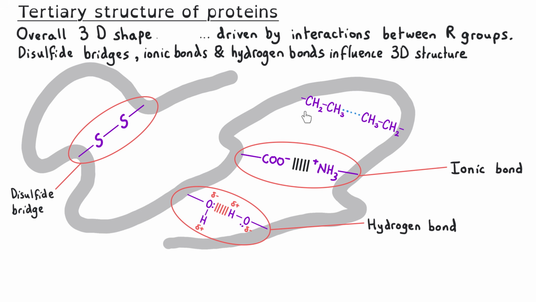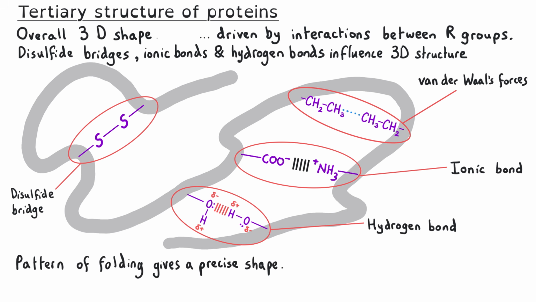And there are also hydrophobic interactions where non-polar side chains cluster together away from water. These hydrophobic interactions are mainly caused by van der Waals forces between non-polar groups, which hold those parts of the chain together and help keep them tucked inside the protein. These bonds and interactions occur all over the molecule, pulling parts of the chain together or holding loops and coils in place. The specific pattern of folding gives each protein its precise shape, and that shape determines its function.